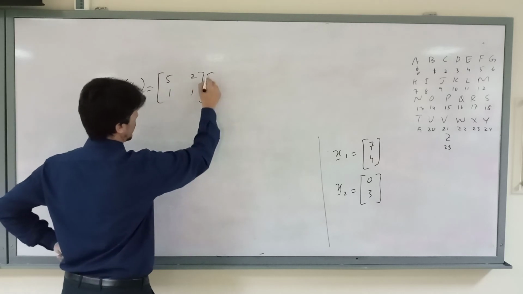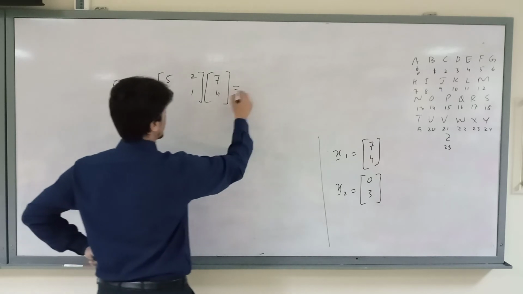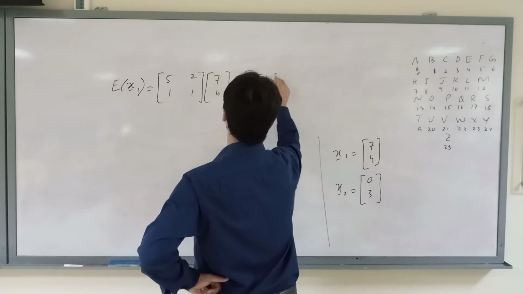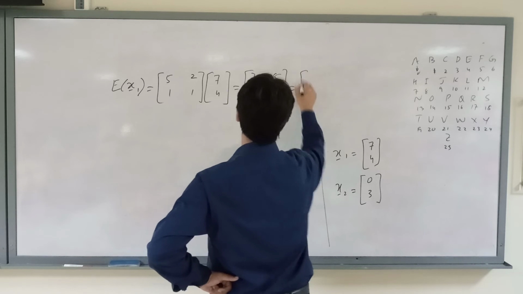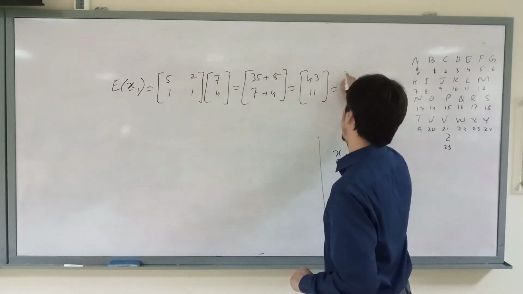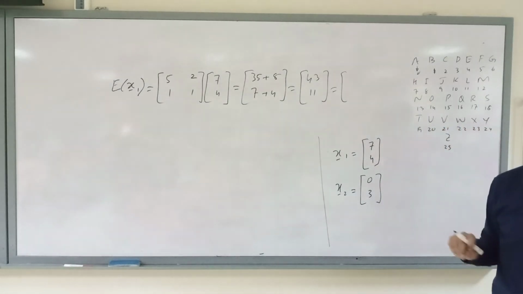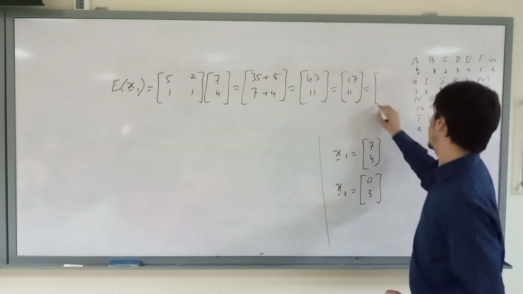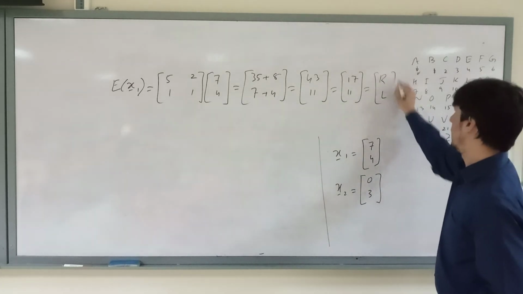the message 5 2 1 1 into x1. x1 is 7 and 4, and this will be 35 plus 8, and then 7 plus 4. This will be 43, and this is 11. If you take mod 26, you will get 17. Yes, sir. This is 17 and 11. So 17 corresponds to R and 11 corresponds to L.